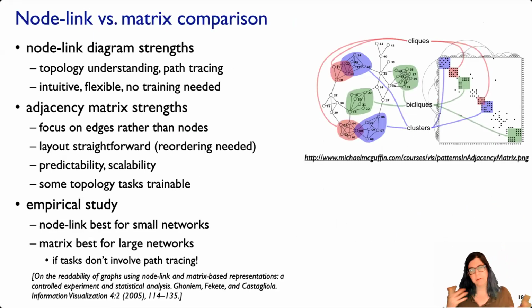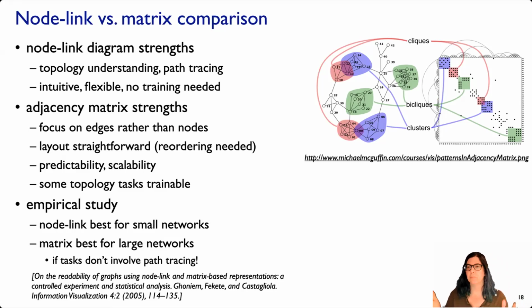So let's compare these two approaches. Well, node link diagrams are really good for understanding a lot of aspects of topological structure, particularly anything involving tracing a path. They're intuitive, they're very flexible, people typically don't need training. The adjacency matrix is an approach that is focused much more on the edges than on the nodes. What's nice about them is it is straightforward to lay them out. You do have to do a reordering computation, but after that, the visual encoding itself isn't very complex. It's just like a heat map.